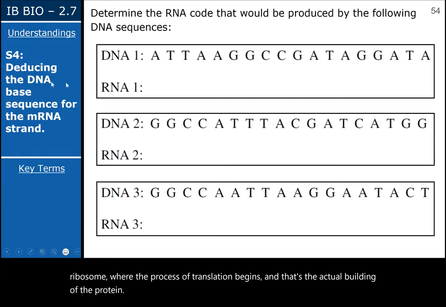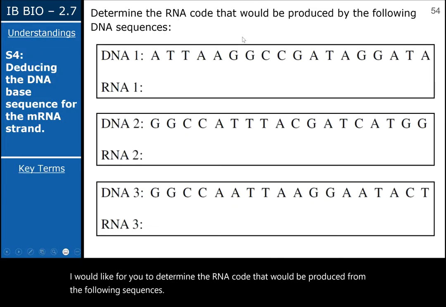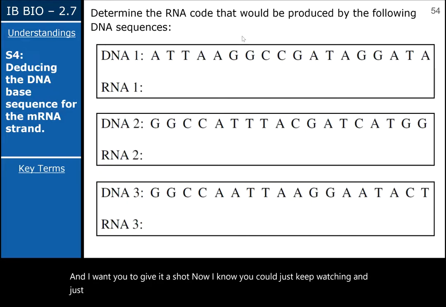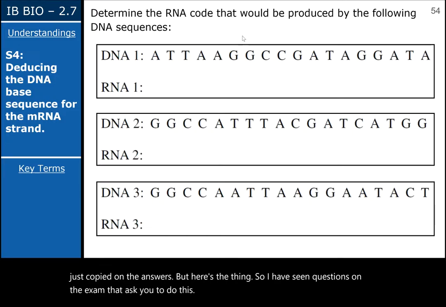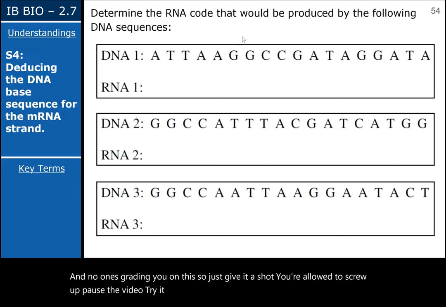So, just for practice, I would like for you to determine the RNA code that would be produced from the following sequences. So pause the video, and I want you to give it a shot. Now, I know you could just keep watching and just copy down the answers, but here's the thing. I have seen questions on the exam that ask you to do this. And no one's grading you on this, so just give it a shot. You're allowed to screw up. Pause the video, try it yourself, and see if you can get it right.